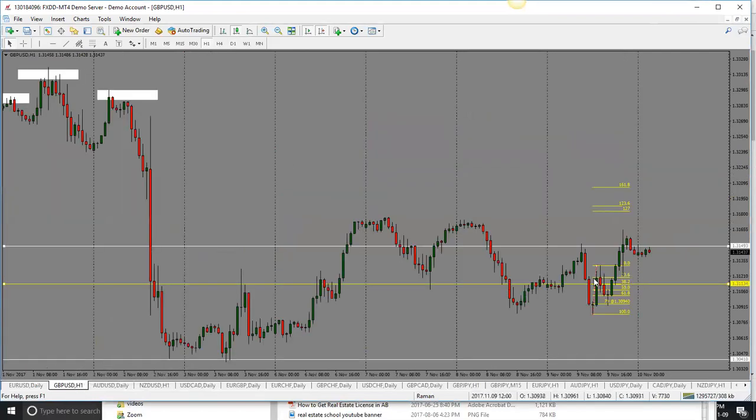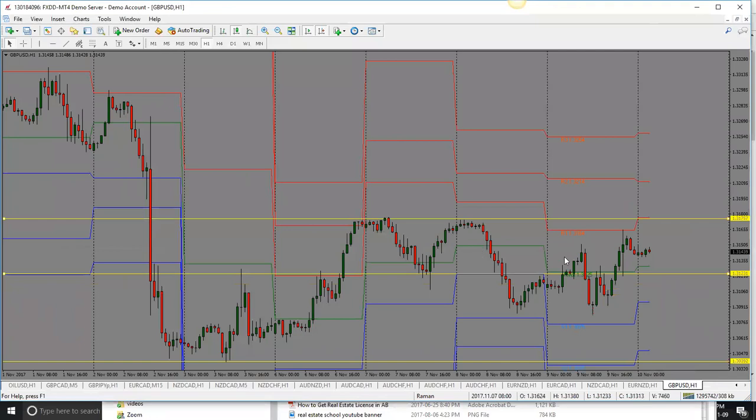Pound here. Actually, let's go to the other pound chart. So this is where we are in terms of pound.